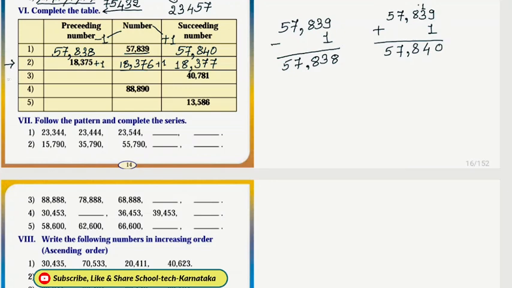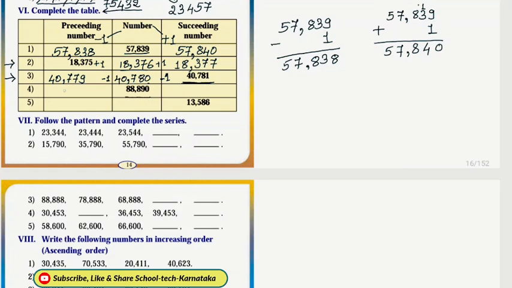Now in the third one, they have given us only the succeeding number. So succeeding number is 1 plus the number. So to find the number, we need to move back by 1. That is minus 1. So 40,781 minus 1 is 40,780. And to find the preceding number, we subtract 1 from the number, that is 40,779.